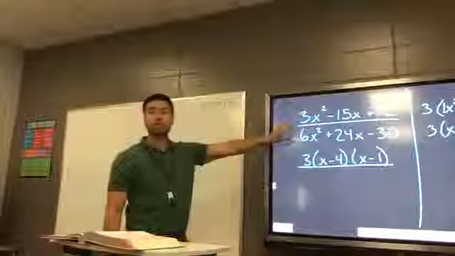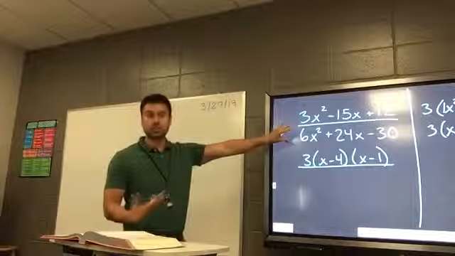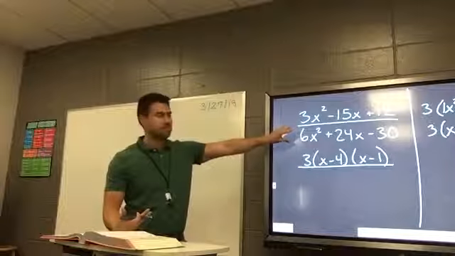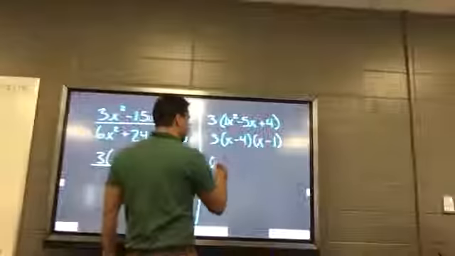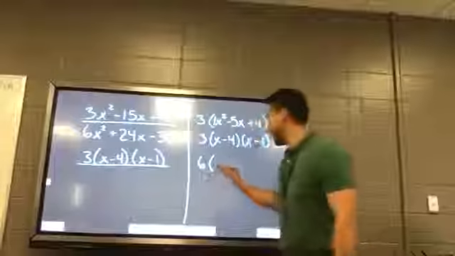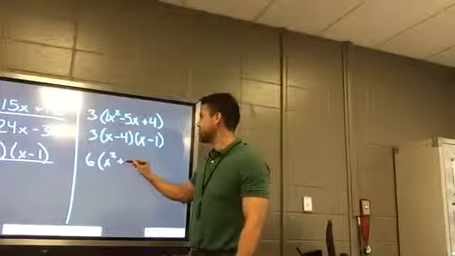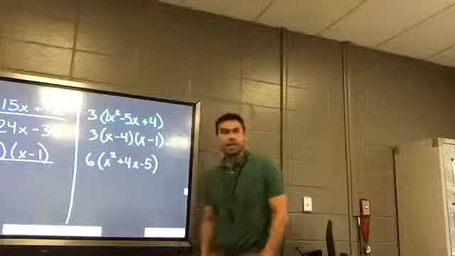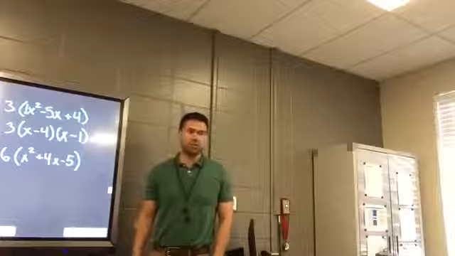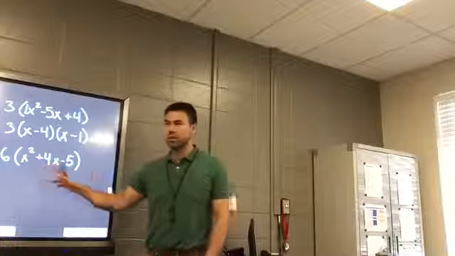How do I factor the denominator? Well, first, is there a GCF? Yes. What is it? 6. 6 comes out. What am I left with? X squared plus 4x minus 1. Okay. Can it be further factored? Can this be further factored?